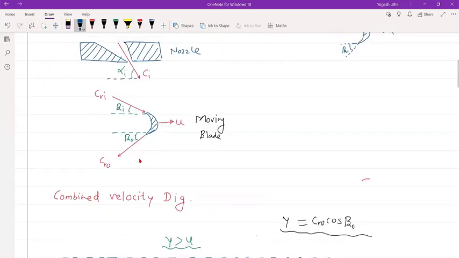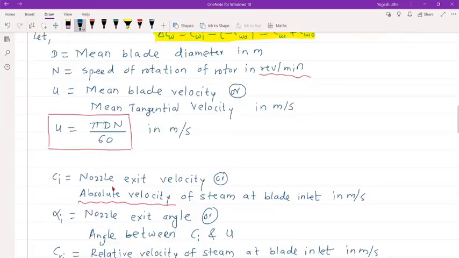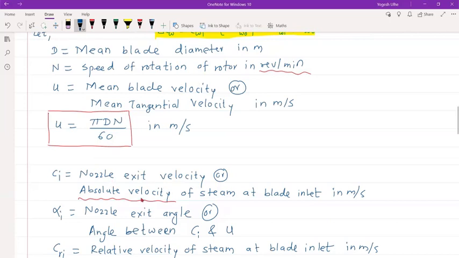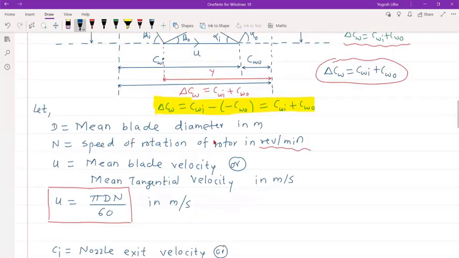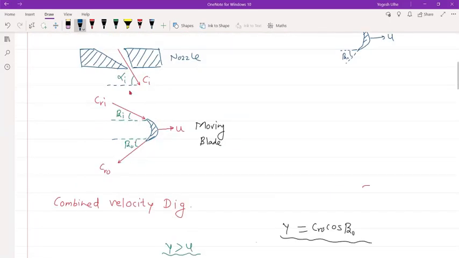CI has two meanings: nozzle exit velocity, or absolute velocity of steam at blade inlet. CI leaves the nozzle and enters the moving blade. CRI and CRO are imaginary velocities, not actual velocities. But the velocity with which steam leaves the nozzle, with the same velocity it enters the moving blade. Are you getting my point?